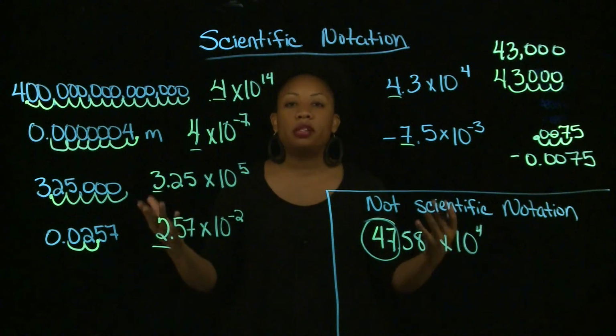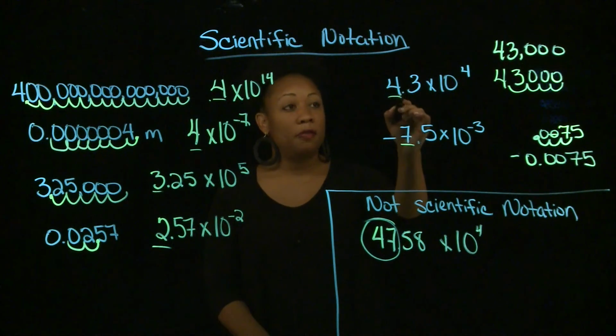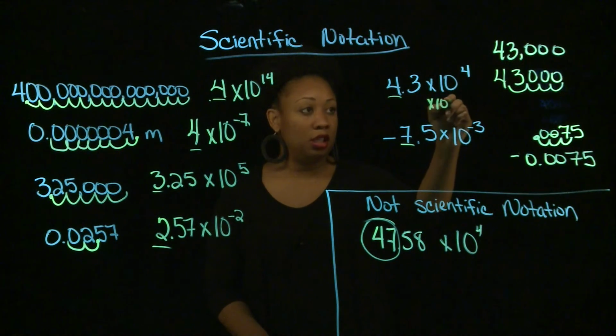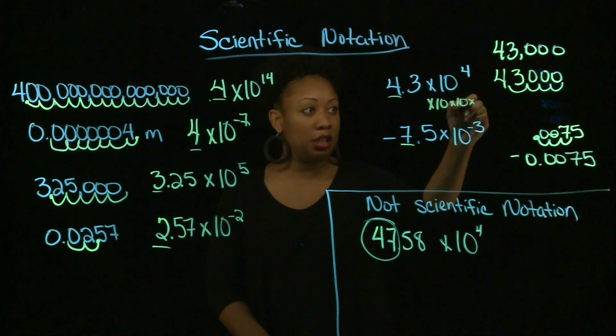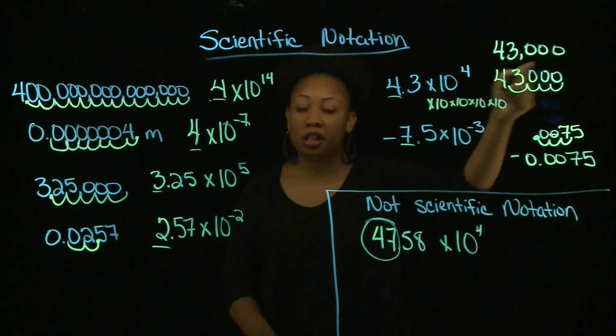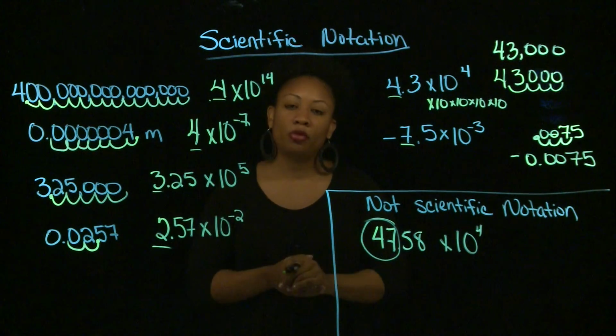Now, why does this work? If you were to put in your calculator 4.3, remember 10 to the 4th is saying 10 times 10 times 10 times 10, then you would get 43,000. It's just a short way of writing a really long number or a really small number.